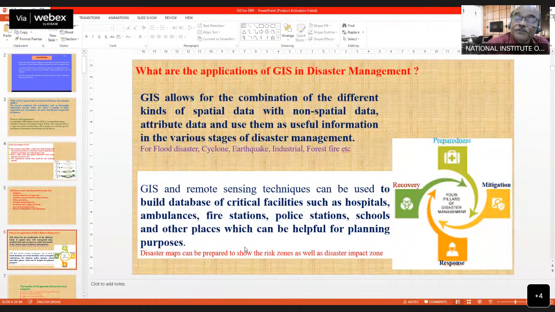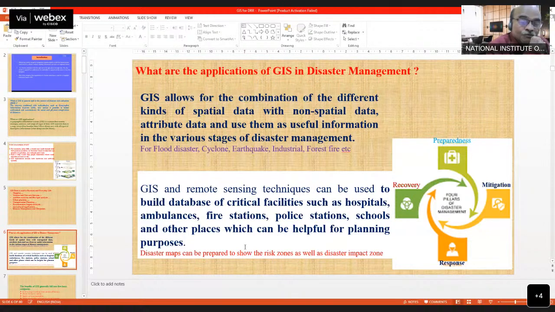Now, in disaster management, GIS has a very enormous role. Say flood disaster, cyclone, earthquake, industrial disaster, forest fire, all are there. So GIS allows the combination of different kinds of spatial data and non-spatial data. Spatial data will be in map form, and non-spatial data, as I was telling in the beginning, is required, and GIS can do that very precisely, very nicely, and the visualization will also be done properly.